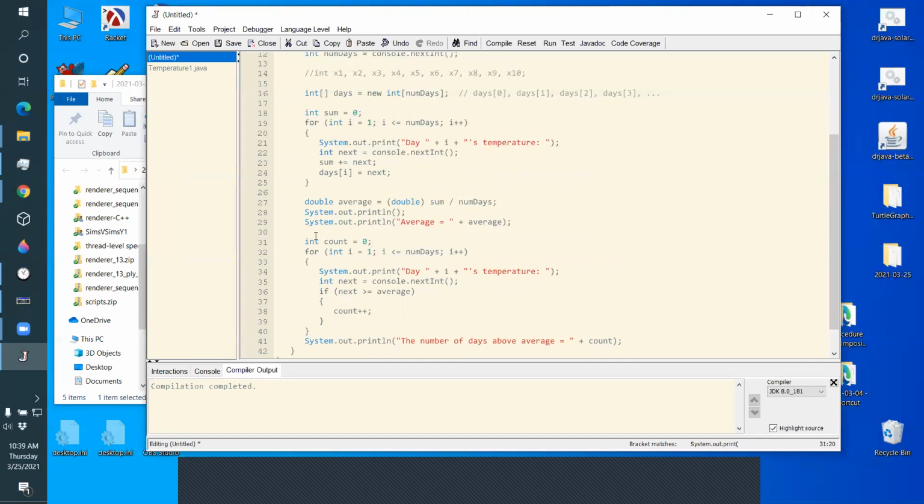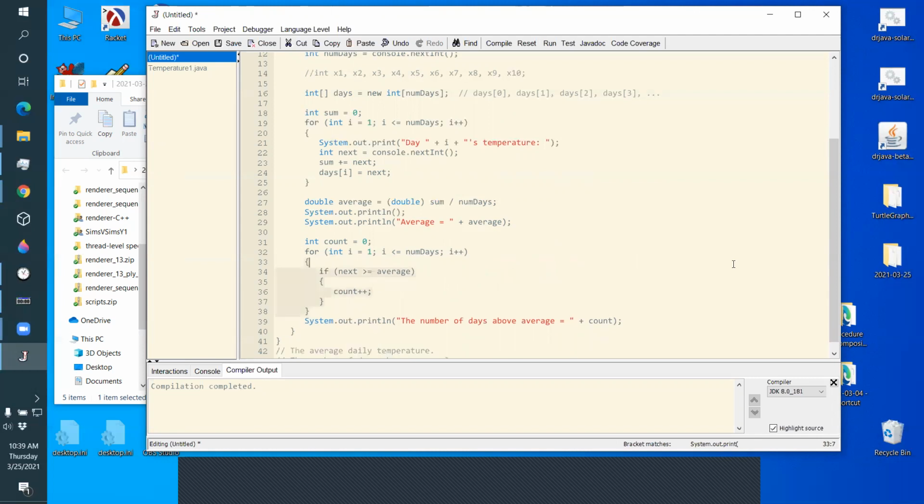But I'm still going to need a second for loop. Now my second for loop, instead of prompting for the numbers, can get the numbers out of the array they're stored in. This is where the numbers were stored. I would say if days i is greater. So now I'm going to go back through the array, and as I go back through it, I'm going to step through each element. Oh, I have to start here with 0 though.